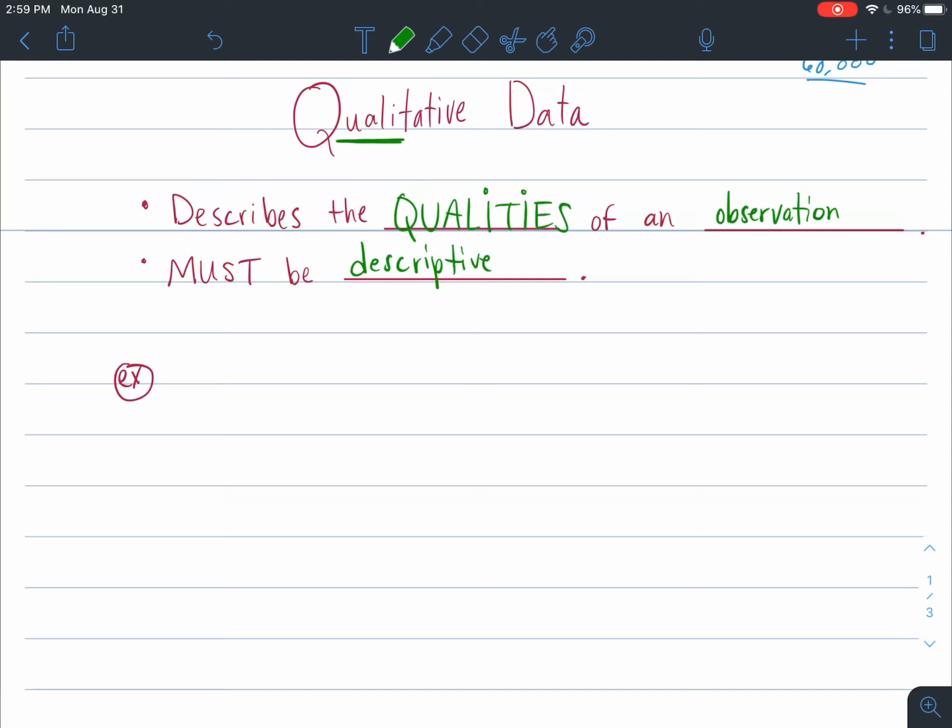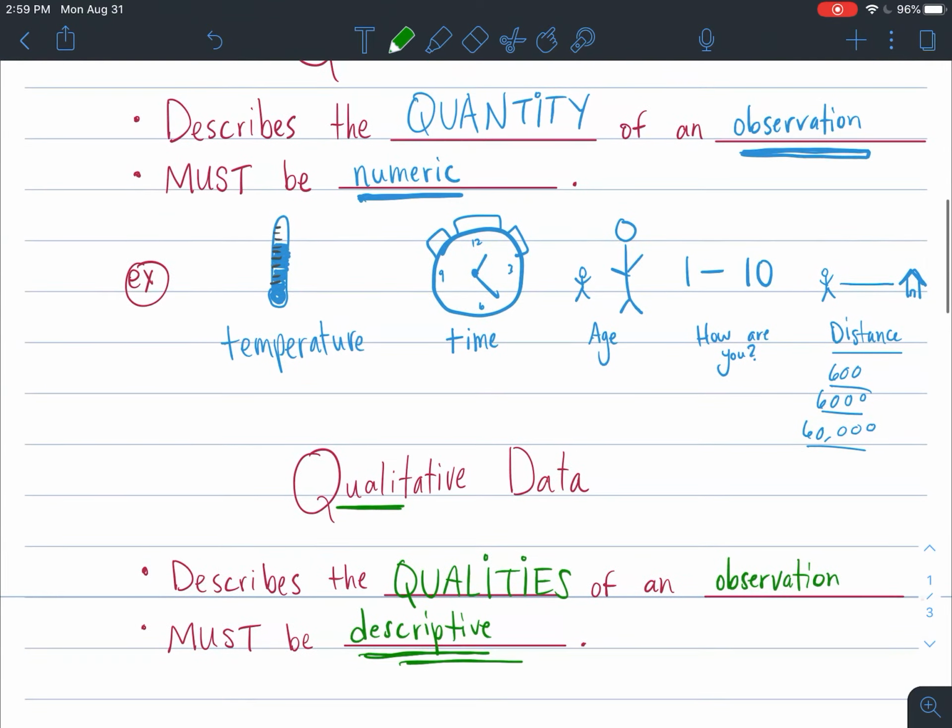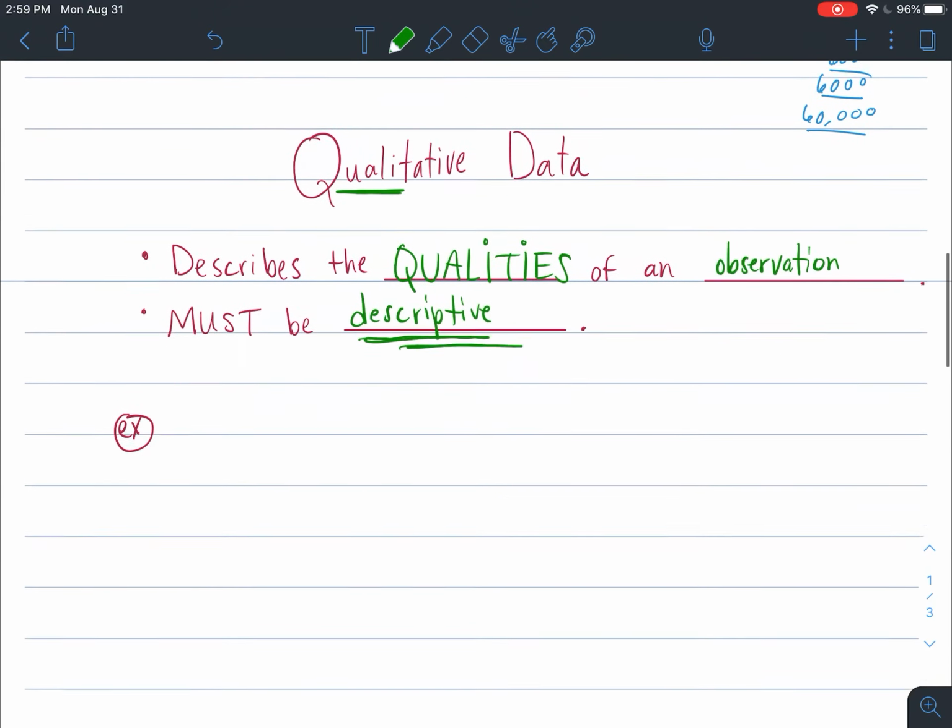Or maybe you have a pet, and if I were to say, well, what are the qualities that make your pet a good pet? Or what are the qualities that make a bad pet? Those are going to be things that are descriptive. They are not numbers. They're descriptors. And so that's the difference between quantitative and qualitative data. Qualitative data is going to describe. Quantitative data is going to be numeric.